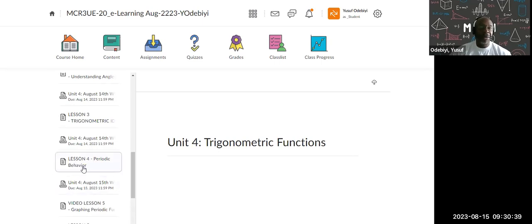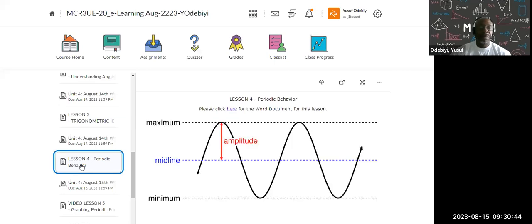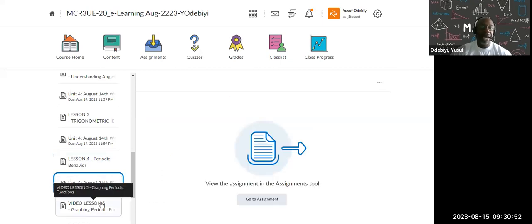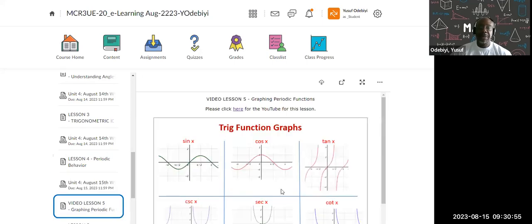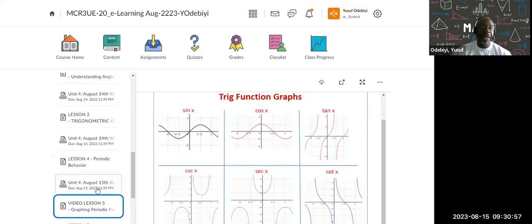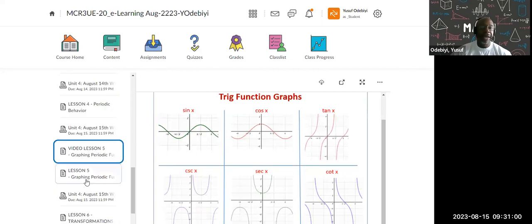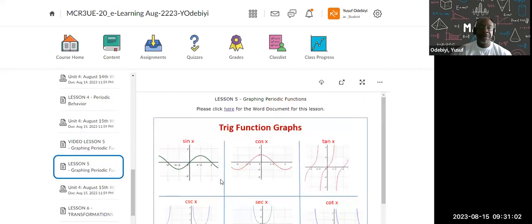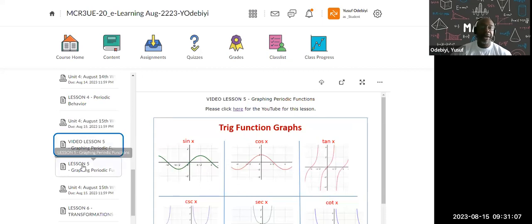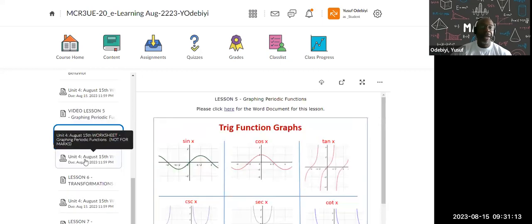Today's the 15th, so that means we're going to behavior. When we look up behavior, this is what we're looking at, and there is a worksheet for that. Then we're going to look at graphing. There's a video for graphing, and then here is the lesson, and here is the worksheet.